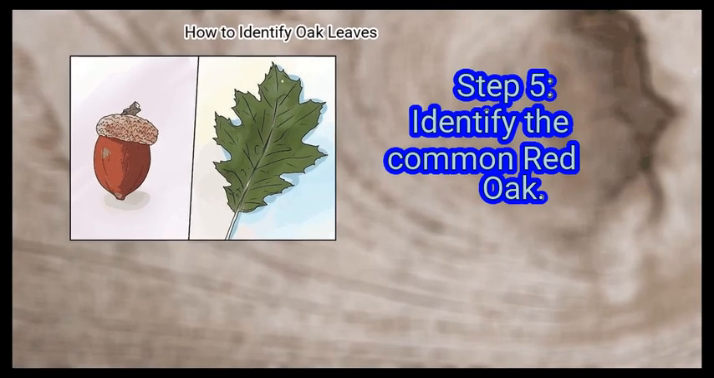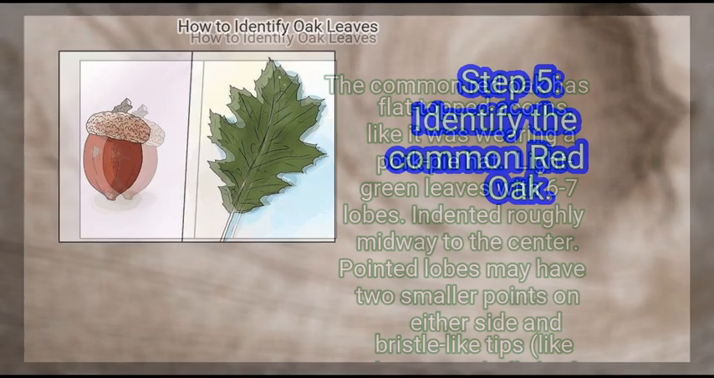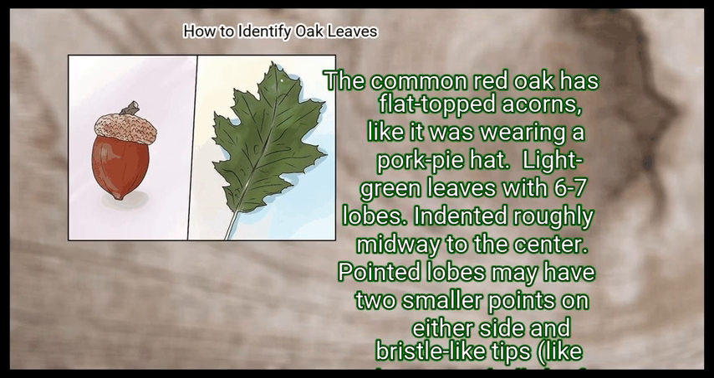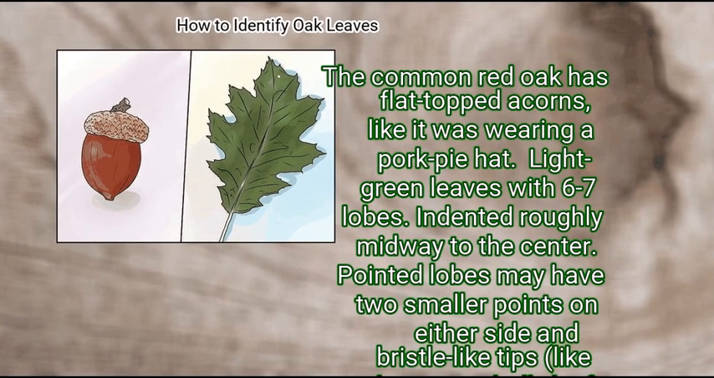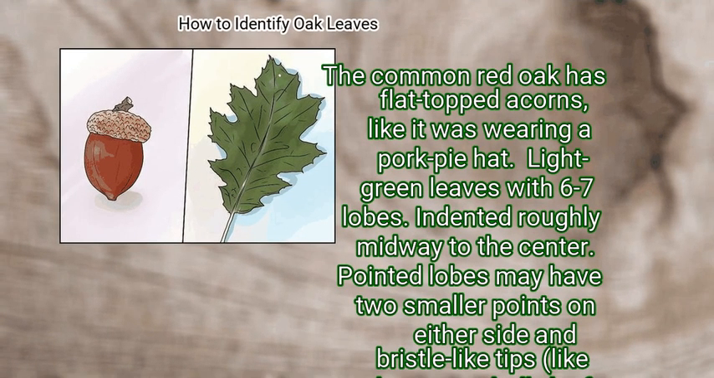Step 5. Identify the common red oak. The common red oak has flat-topped acorns, like it was wearing a pork pie hat. Light green leaves with 6 to 7 lobes, indented roughly midway to the center. Pointed lobes may have 2 smaller points on either side and bristle-like tips, like those on a holly leaf but not sharp to the touch.